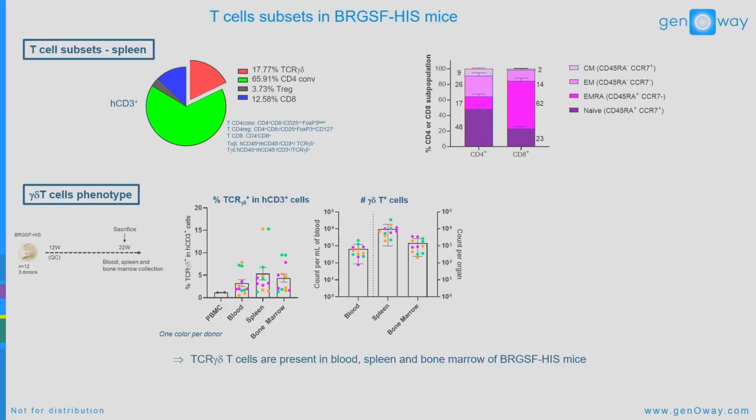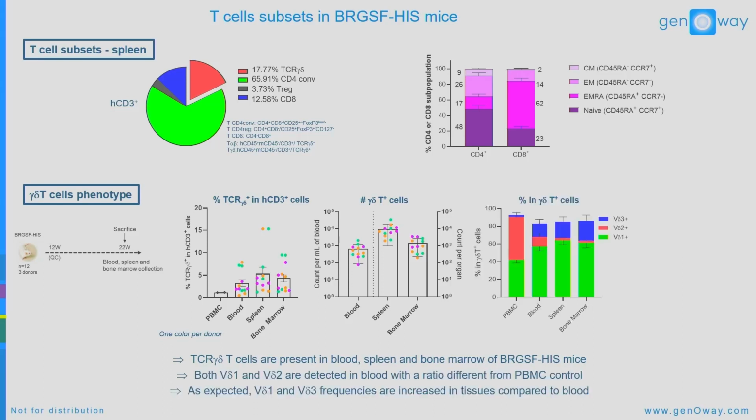Let's focus now on the gamma delta T cells because I just said that that was a surprise for us and for others, because these mice are known to have little to no gamma delta. Looking into the gamma delta T cells, here we look into 4 different donors. We basically detected gamma delta T cells in blood, spleen, and bone marrow, both in frequency and cell counts. And here we compared it to a healthy human donor that we use as a positive control.